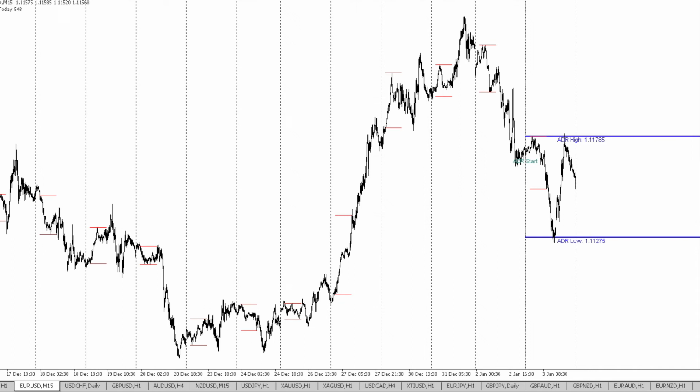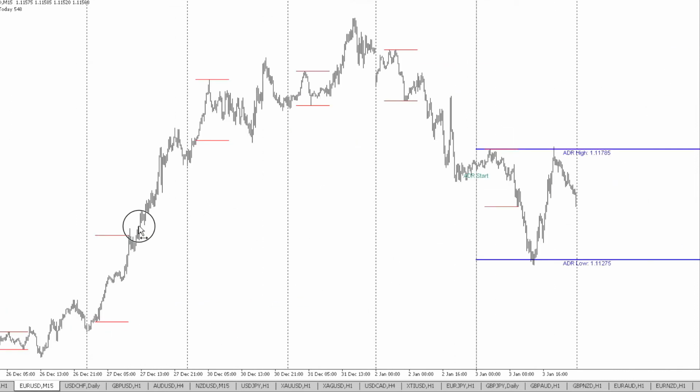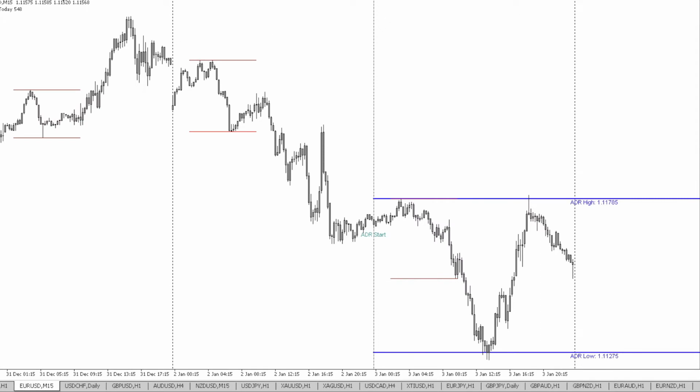So when I'm in a bullish market, I'm looking for price to take out the low of the Asia session range and then reverse. And when I'm in a bearish market, I'm looking for price to come back up and retest the Asia session low or take out the high of it.